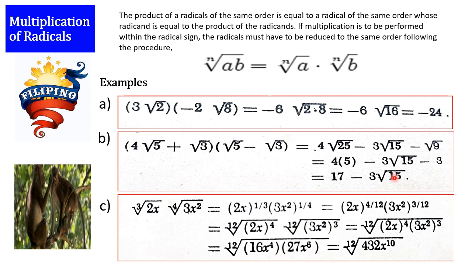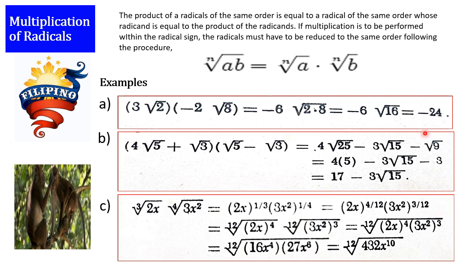At ang panghuling halimbawa, cube root of 2x times the fourth root of 3x squared. Sulat natin yung cube root of 2x to be 2x raised to 1/3 at yung fourth root ng 3x squared is 3x squared quantity raised to 1/4. Kukunin natin yung LCD ng denominator which is 12 para ma-reduce natin siya sa common radicals. 12 divided by 3 will give us 4. That will be 2x times 4 over 12. And then 12 divided by 4 will give us 3. Therefore, 3x squared raised to 1 over 12.